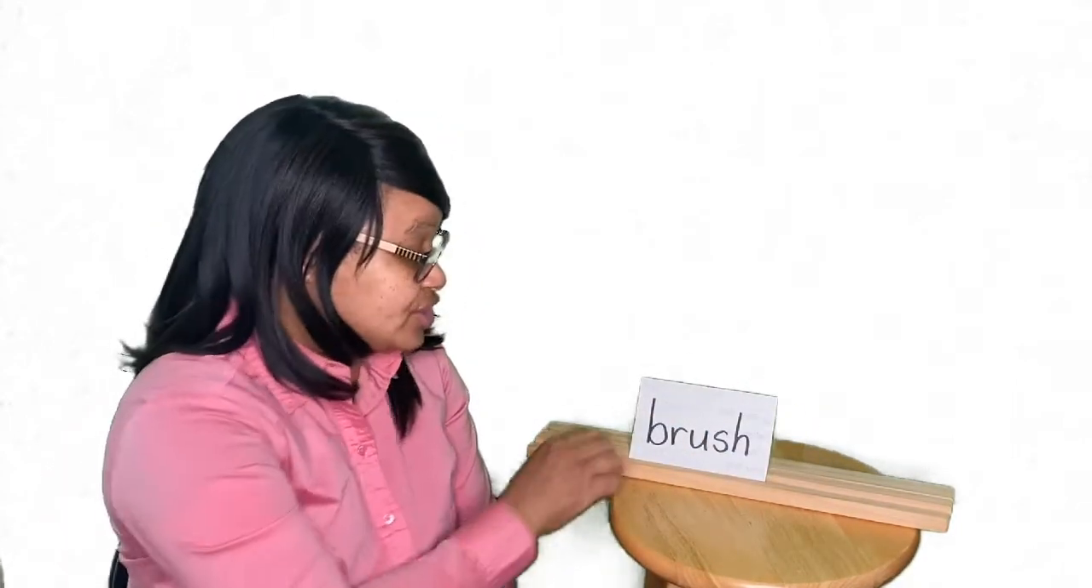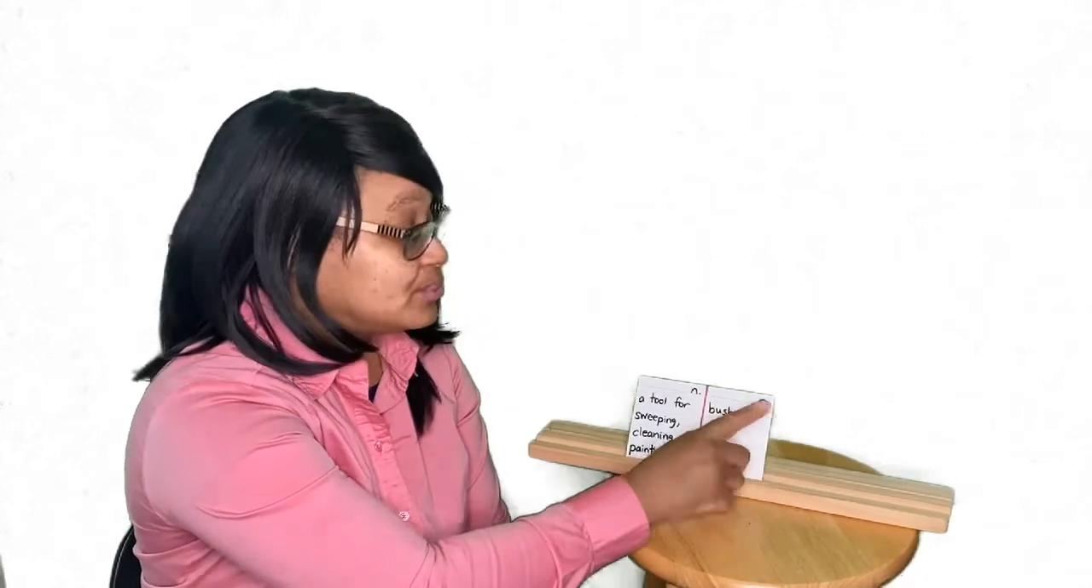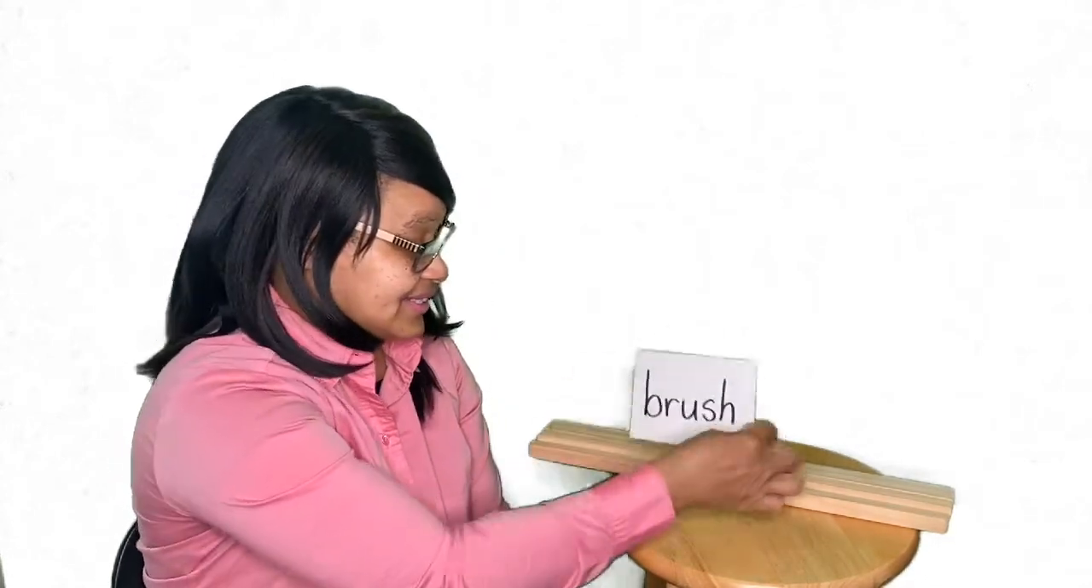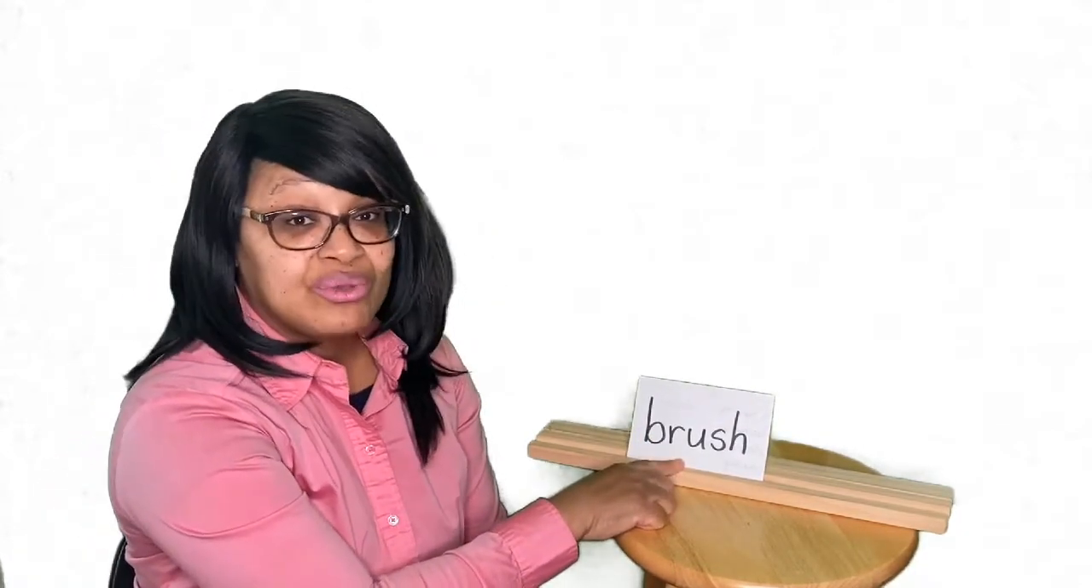Next we have brush. Brush could be a tool for sweeping, cleaning, or painting, which is a noun, or it could be describing bushes. So brush is another word for bushes, which is a noun. Okay, so you have to pay attention to the context to figure out which brush the author is referring to.